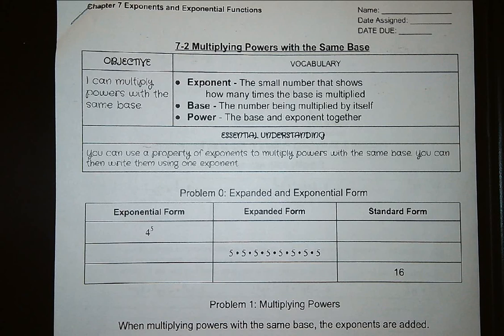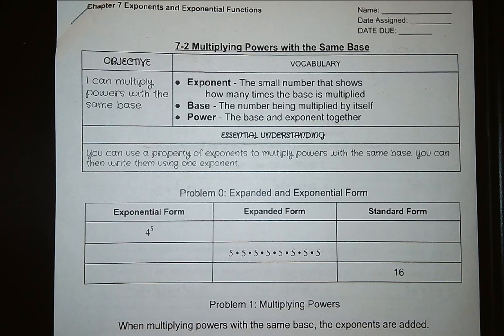We are starting with 7-2, multiplying powers with the same base. Now for chapter 7, we are going to be skipping around a little bit in the book. We're going to be doing parts of lessons, and then we'll do other parts at other times. So I'm going to try to reference which section in the textbook we are working from, but it may not be everything in that section.